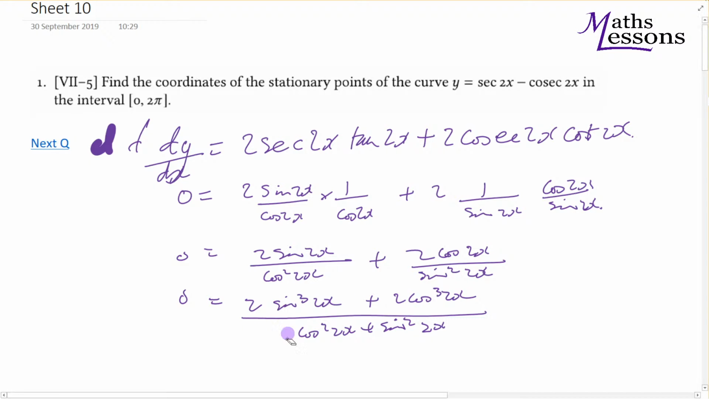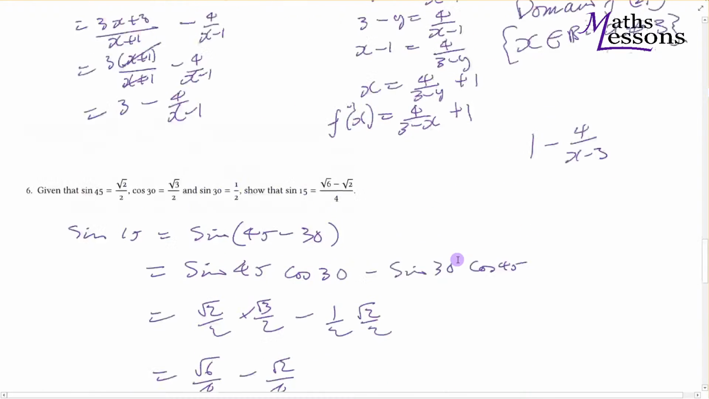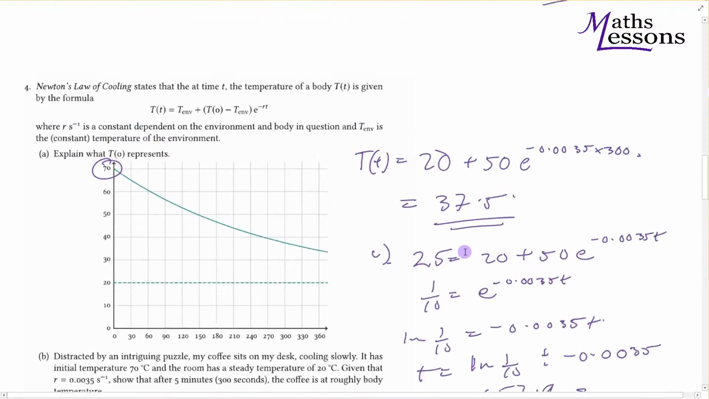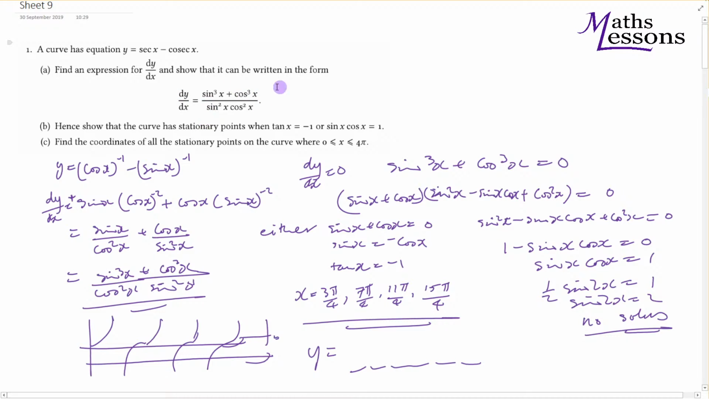Either way, we can just make the top equal to 0, so we can just get rid of all of that. Now, if we go back to sheet 9, I think we solved this question already. There we go. We solved this question already where we got sine cubed x plus cos cubed x equal to 0, and we got all these solutions on the last sheet, which we did earlier this week. So in this case 2x will equal 3 pi by 4, 7 pi by 4, 11 pi by 4, and 15 pi by 4.